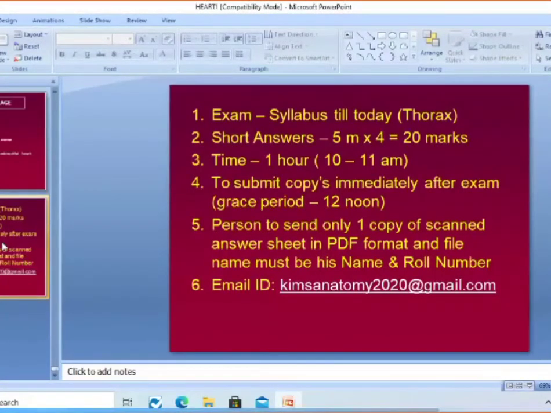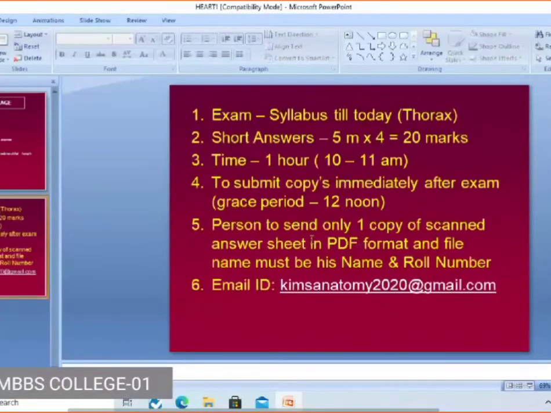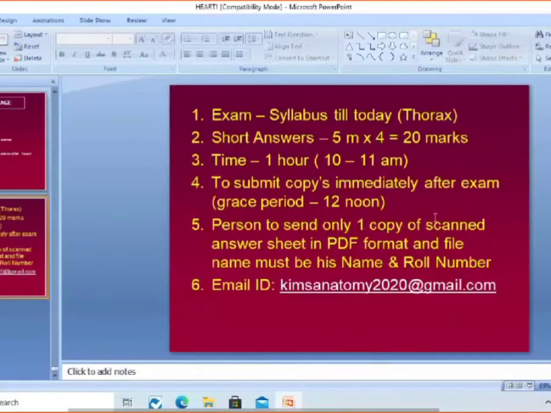So once you write the examination, you have to submit that paper in PDF format only. And one person can send only one scanned copy. You have to scan the paper, and you have to convert that into PDF format, and you have to write your name and the roll number. Raju, Aksara, you have to change it, and you have to write your name and roll number also.